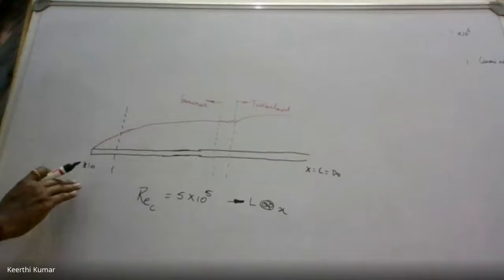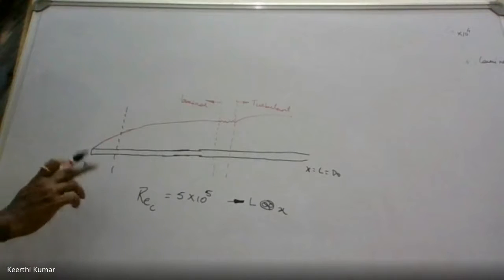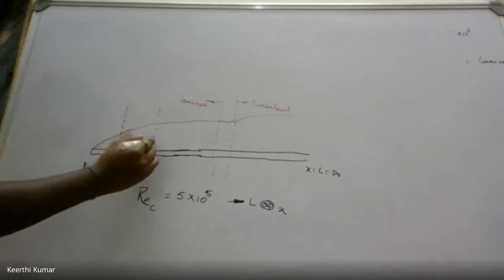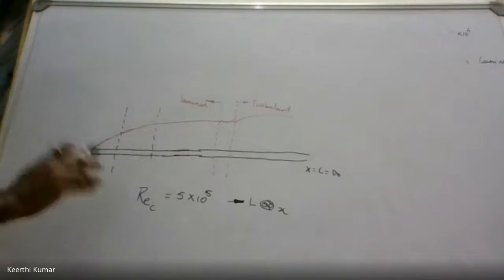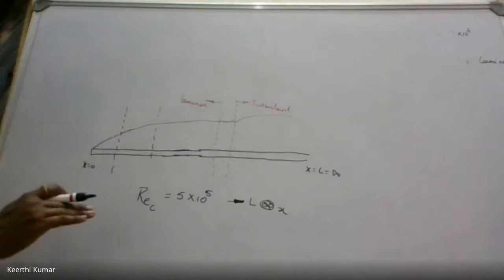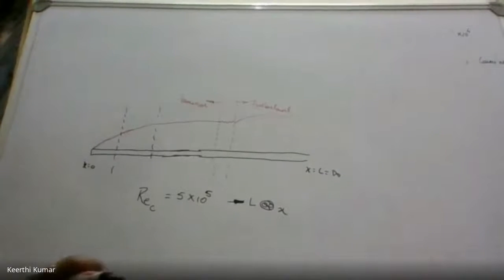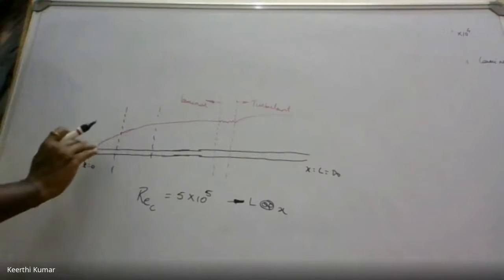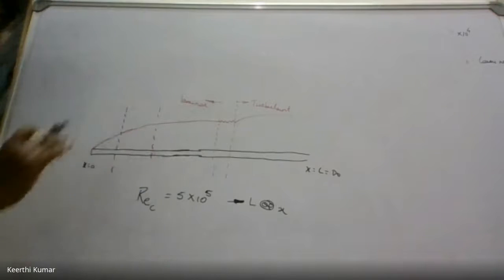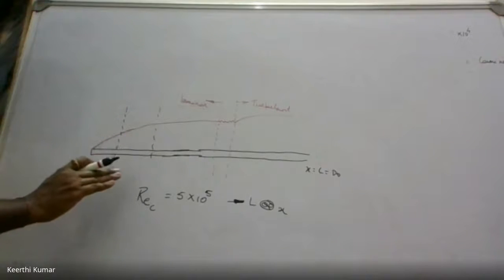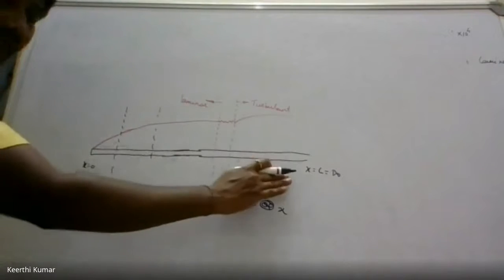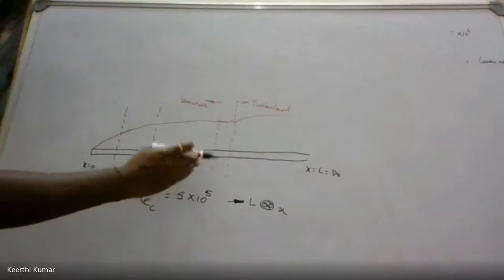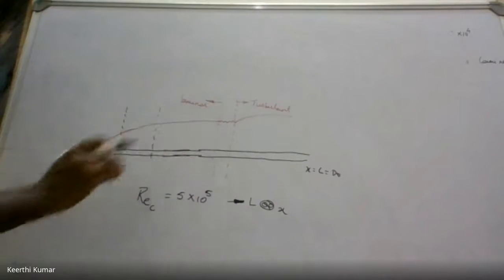If the length of the plate itself is 1 meter, then what will happen? 1 meter means here it will come. Instead of taking infinite length, if the length of the plate itself is 1 meter, we will not come across both laminar and turbulent flow, because before converting from laminar to turbulent flow, the length of the plate is getting over. So in that case, we will not get laminar and turbulent flow separately. If the length of the plate is infinity, I can easily show where is laminar flow and where is turbulent flow.